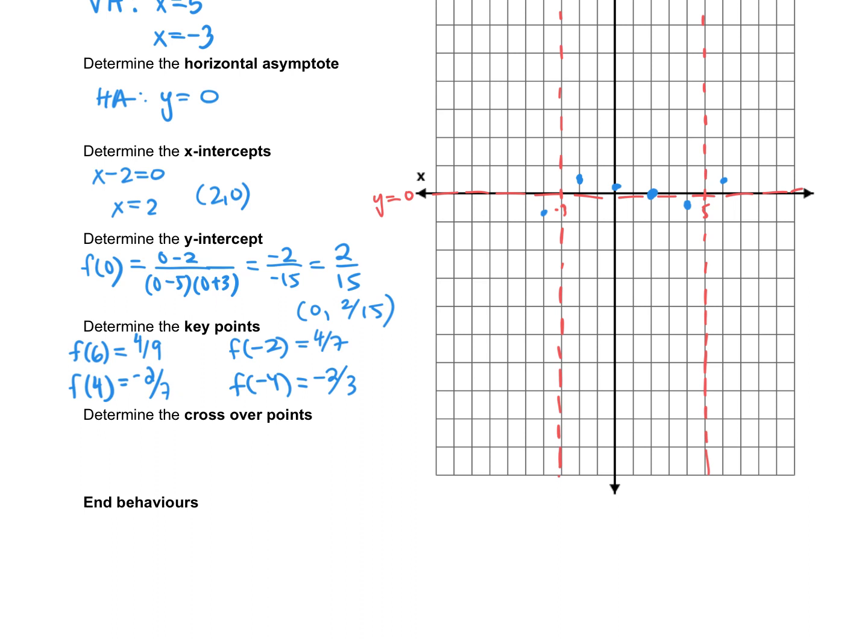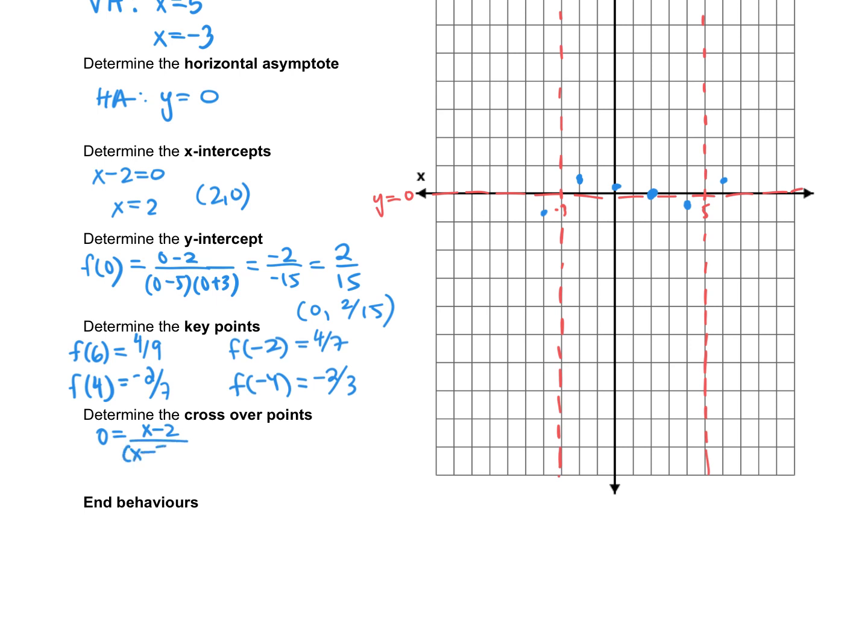Next are crossover points, which I already mentioned. So if our horizontal asymptote is at y equals 0, we want to see if there are any points that cross this line. So I'm going to set my equation equal to that horizontal asymptote, and then I'll see what happens.